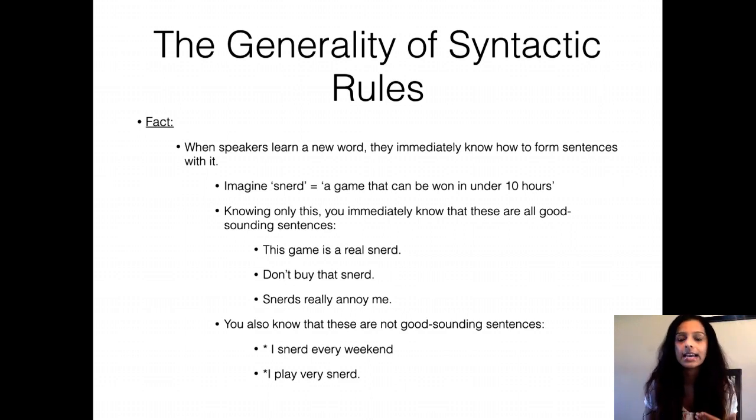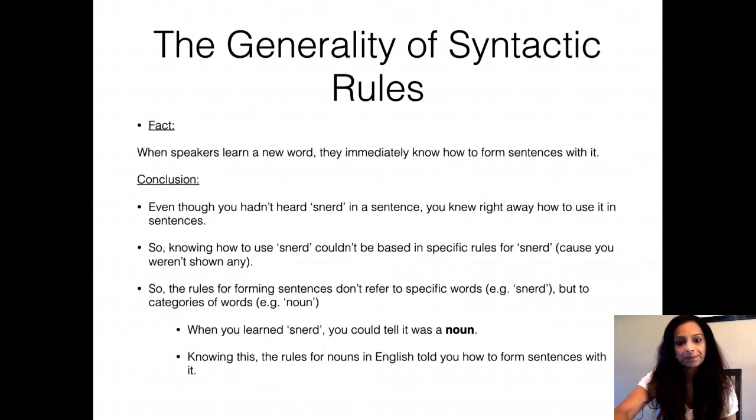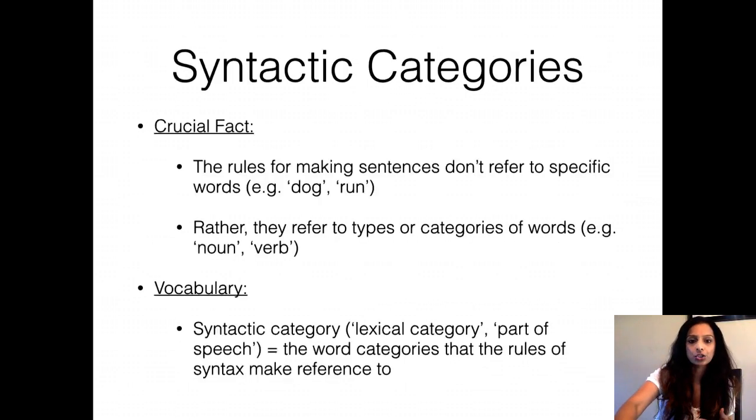Whereas in I snurd every weekend, snurd is being used as a verb, but the category of snurd is not that of a verb. And so you as a speaker, or a child who's learning a language, will know as soon as you make up a new word what the category of that word is, based on the syntactic positions that this word can appear in different sentences. So when you learned snurd, or when I told you that snurd is a game that can be won in under 10 hours, you knew that that was a noun. And therefore, you knew the syntactic positions in which you can put this particular word to get grammatical sentences of English.